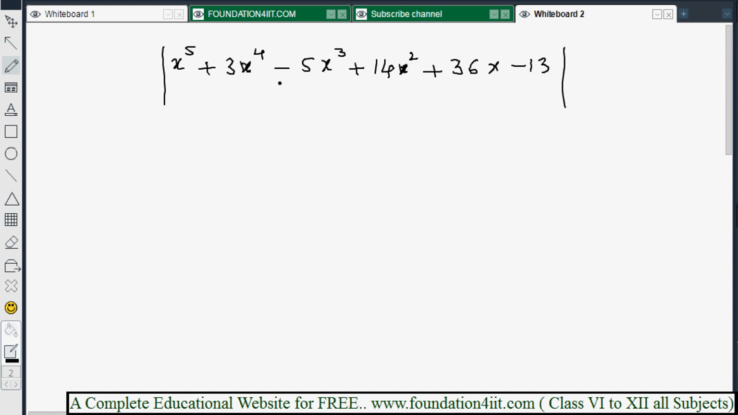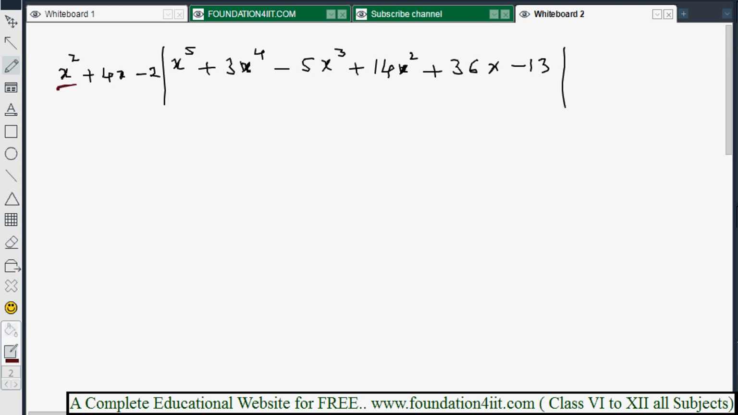x square plus 4x minus 2. The question is already in order, so I'm writing the solution part. Now find the quotient and remainder, both we need to find out. Okay. So we'll solve by the method, starting with x square.